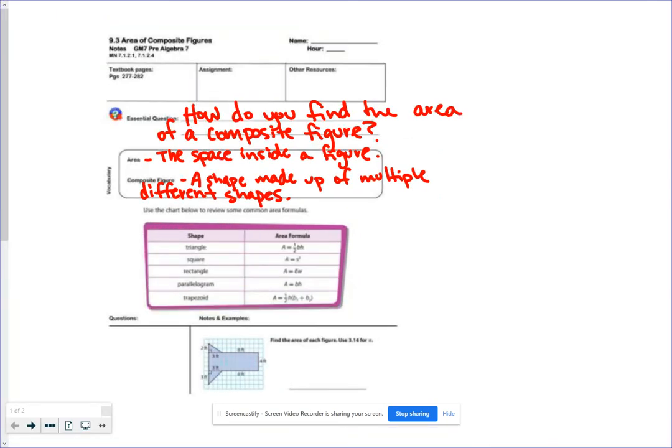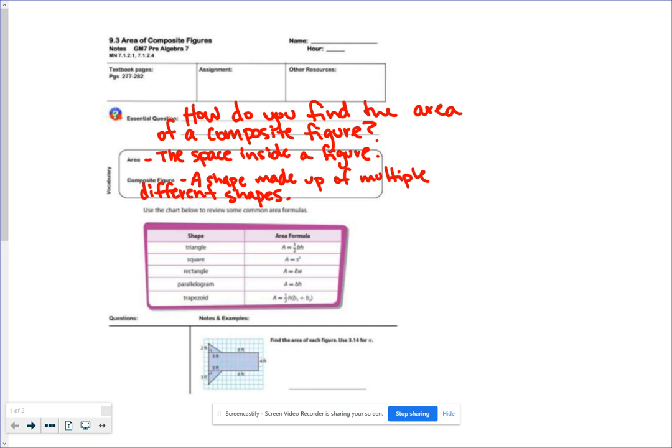Take out your notes packet and open up to 9.3, area of composite figures. Today our essential question is, how do you find the area of a composite figure? What is area again? Area is the space that's inside of a figure. It is two-dimensional, so we square our answers.